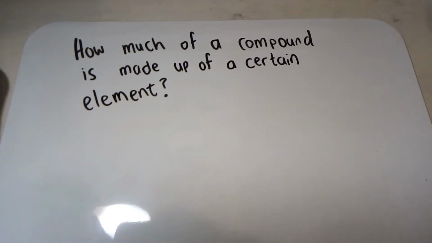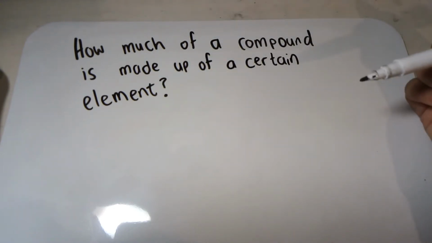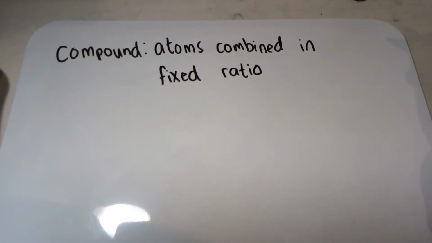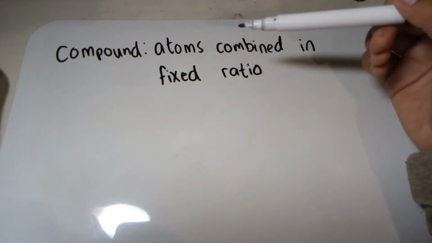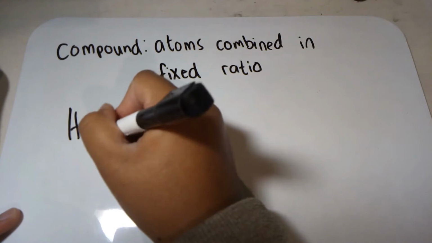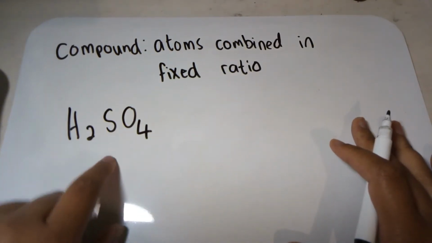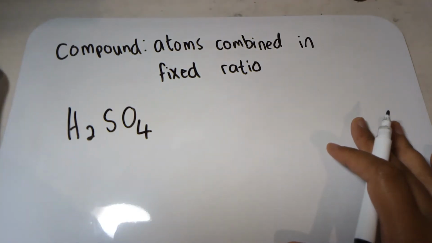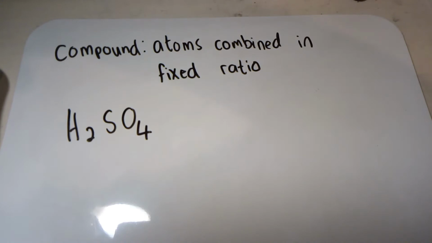Now, percentage composition answers the question of how much of a compound is made of a certain element. And this is based off of our understanding that the meaning of a compound is that there are atoms that are combined in a fixed ratio. For example, if we have H2SO4 and we want to figure out what percentage each element makes up of this entire compound, we're going to use the following formula.